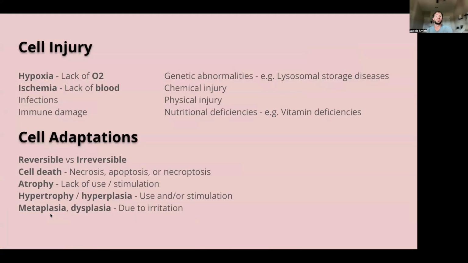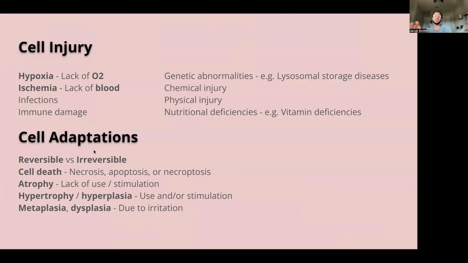Moving on from that, chapter two, we're getting into cell injury and adaptation. So injuries, just talking about definitions here. Hypoxia is the lack of oxygen to a cell. Ischemia is the lack of blood to a cell. And then other injuries can be infection due to immune damage, genetic abnormalities, chemical injury, physical injury, nutritional deficiencies, all that stuff. I just put it in for completeness sake. But we're only really going to see hypoxia and ischemia for 90% of questions.